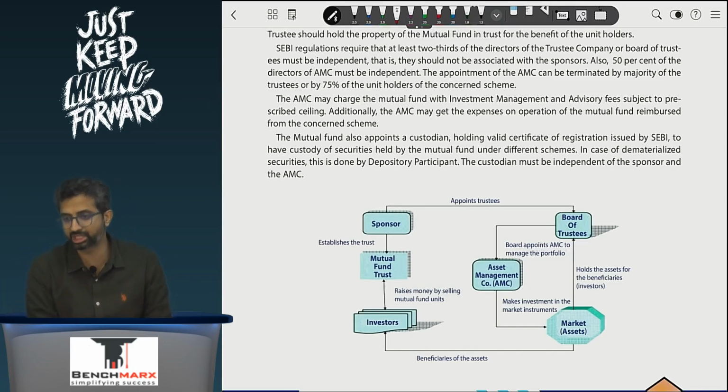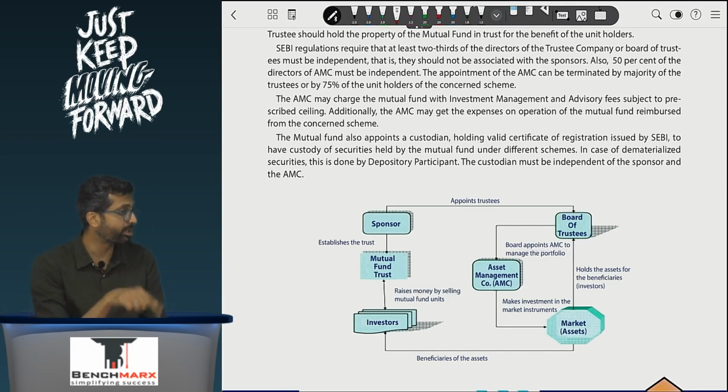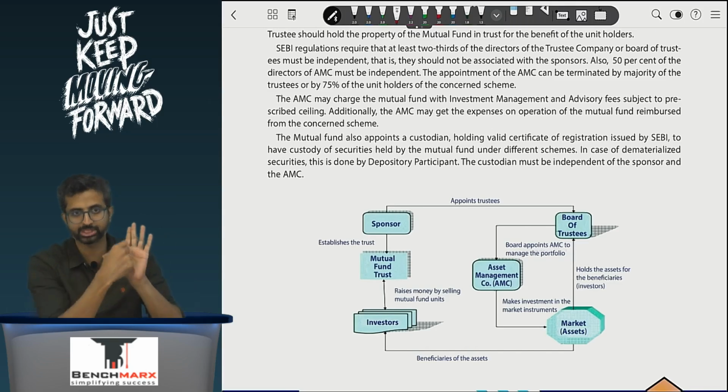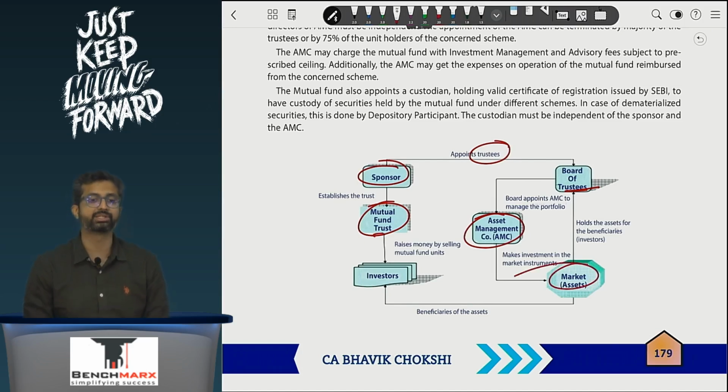Like if Reliance is sponsoring a fund, that is creating a trust, creating a fund, it will have its asset management company who will manage that fund. But in order to ensure that the fund is managed as per the instructions, there will be a group of trustees who will regularly ensure that the fund is being managed in a way it was originally envisaged as per the charter documents. So over here you will have a sponsor like, let's say, Reliance who appoints trustees. There is a mutual fund trust that is getting created. There is an AMC, asset management company, who will manage this money which is received from the investors and which is deployed in the market of assets.